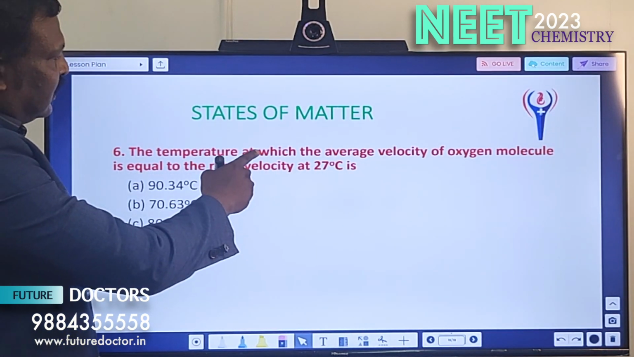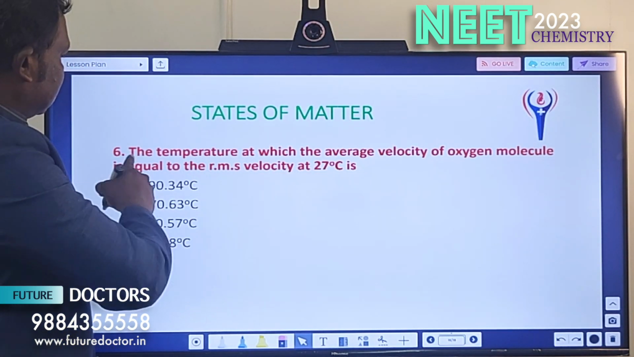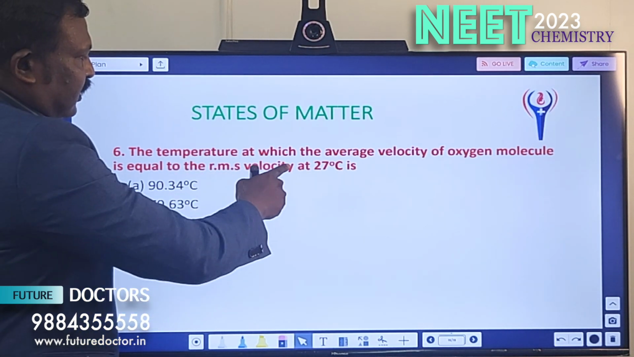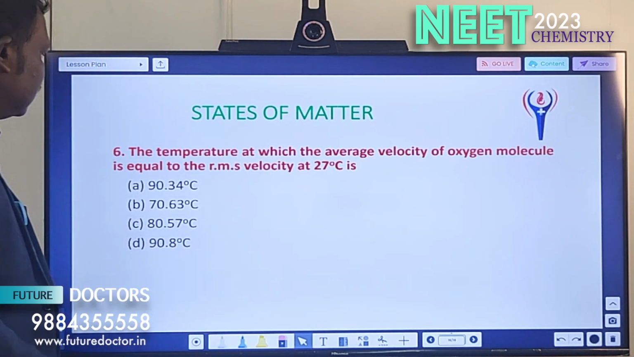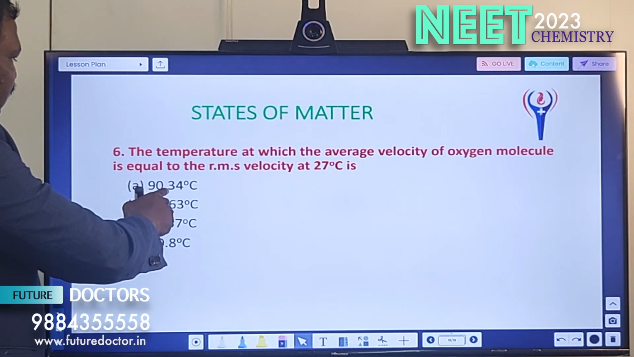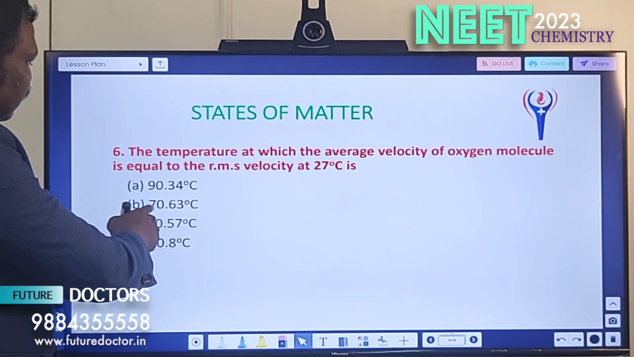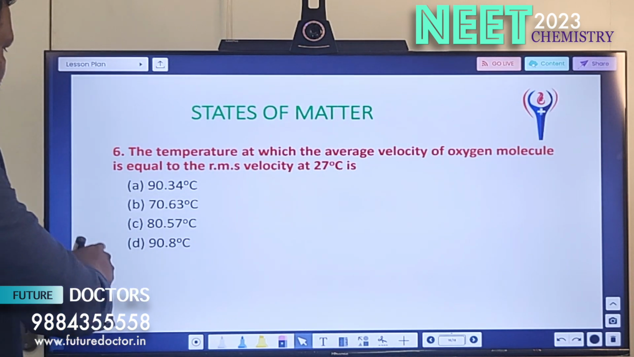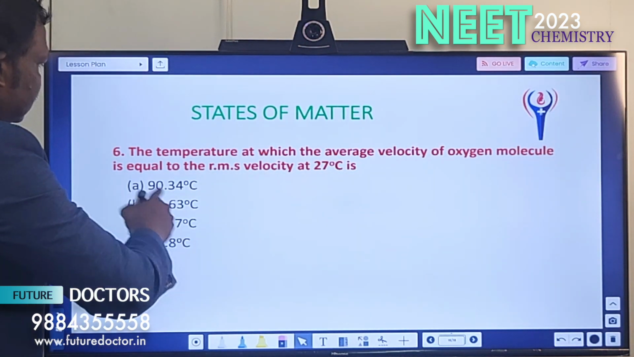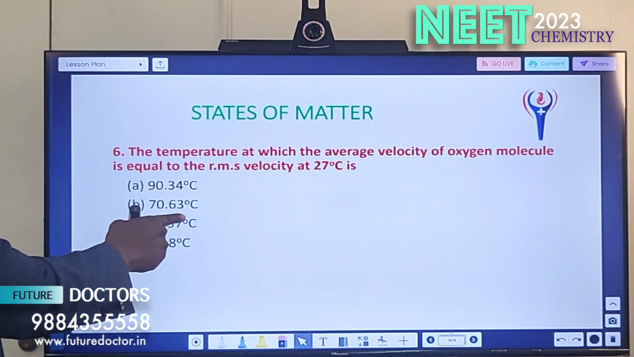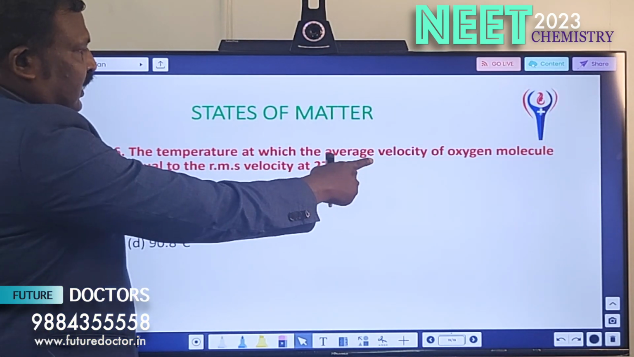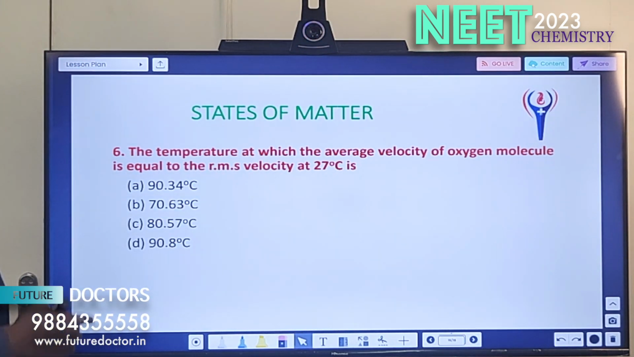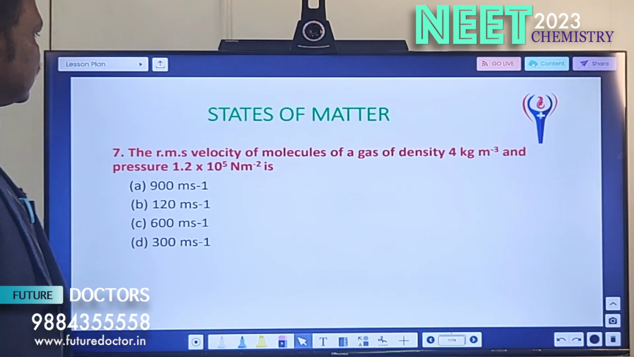See the next one. The temperature at which the average velocity of an oxygen molecule is equal to the RMS, root mean square velocity, at 27 degrees Celsius is: A 90.34 degrees Celsius, B 70.63 degrees Celsius, C 80.57 degrees Celsius, D 90.8 degrees Celsius. Here we have a formula for that. We have to equate the average velocity and the root mean square velocity. If you equate them, you can find the solution for this sum. Understood?